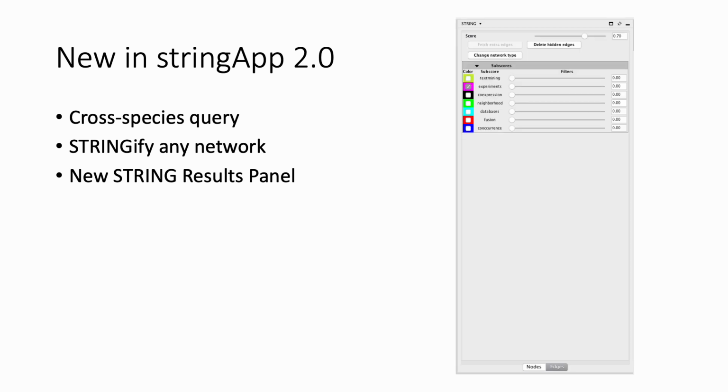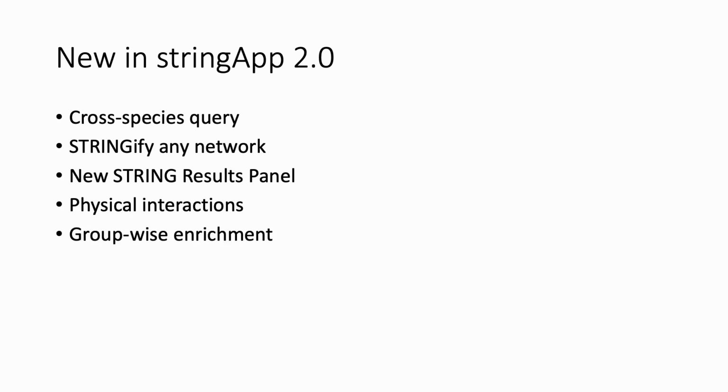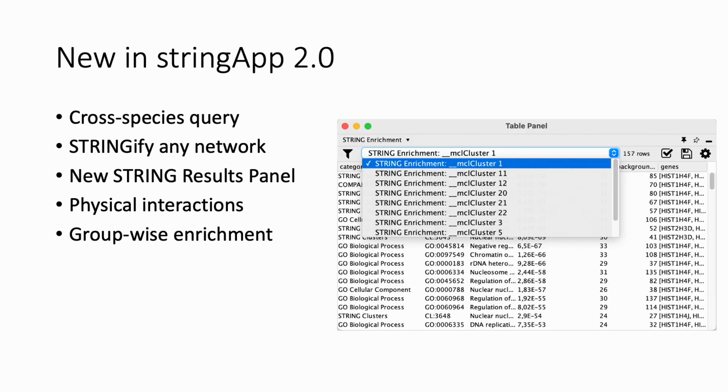A similar panel is available for the edges, where the different string scores can be filtered, and also the network type can be changed to only show and retrieve physical interactions between the proteins and see if any of them are potentially participating in the same protein complex. Last but not least, one can also perform group-wise enrichment by looking on different clusters or other groups of the network and then exploring the results for those separately.